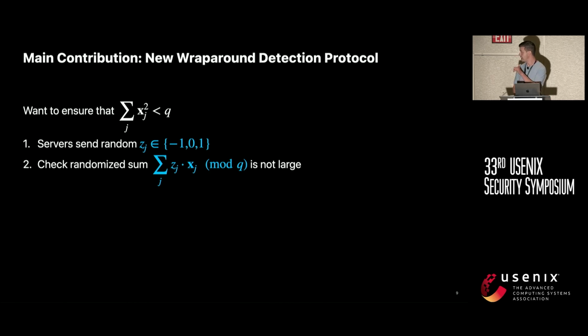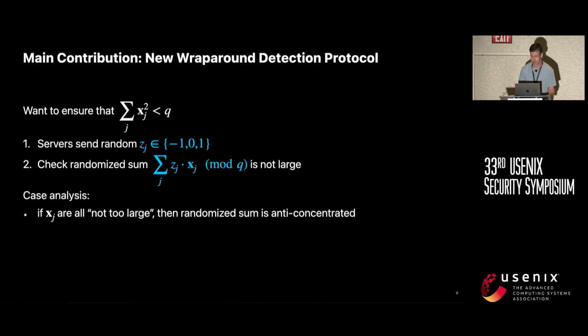Once you randomize the sum, this randomized check is enough, and we prove that using a case analysis. Two cases. If there are no entries in the vector x that are too large, if all the entries are moderate, or there's no small collection of large entries, then the randomized sum will look like a Gaussian distribution. It will be anti-concentrated, and if it's large over the integers, it will not be small modulo the prime q, except with small probability.